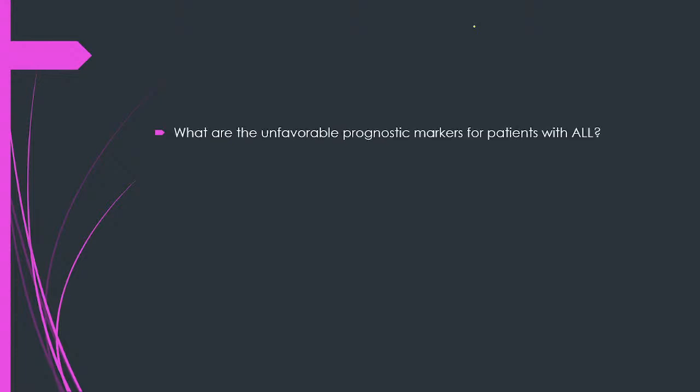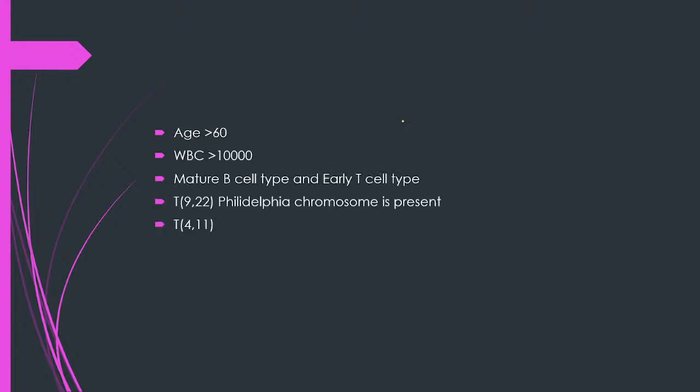All right, let's move on. What are the unfavorable prognostic markers? Do we need to know this? Of course, some of it is important for you guys. So for the WBC count, I think the thing that you need to remember is these three.